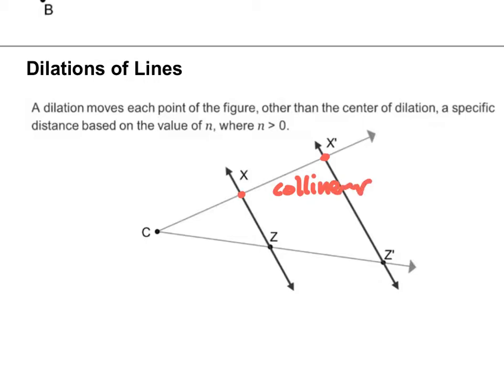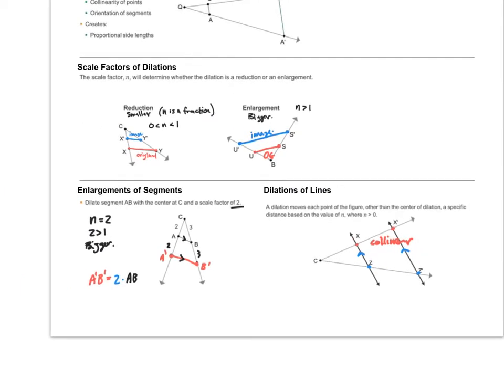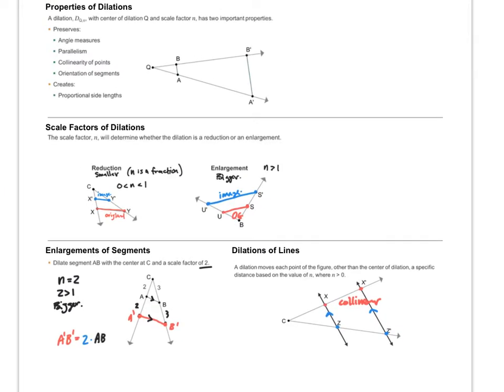Okay? Same thing with z and z prime. They're going to be collinear, and you're going to get parallel lines created from that. Some things we've already talked about, like dilations, we're just talking a little bit more in depth and detail, because all these scale factors are going to come back. This n value is going to come back later when we talk more about similarity.